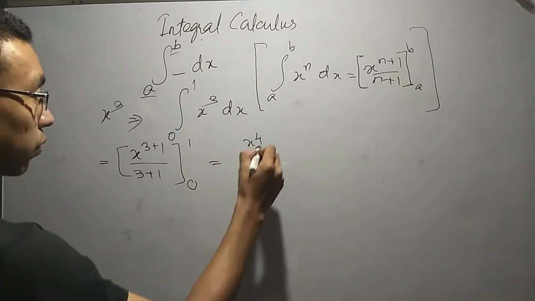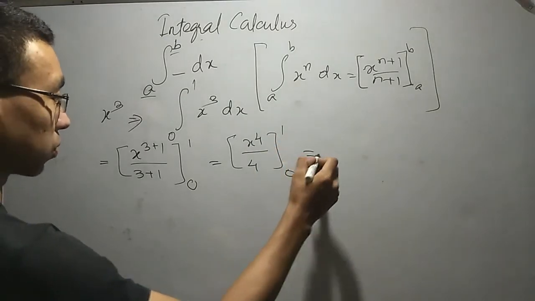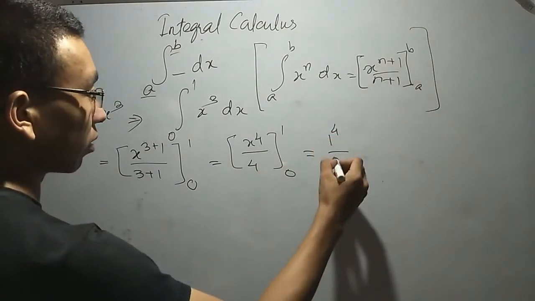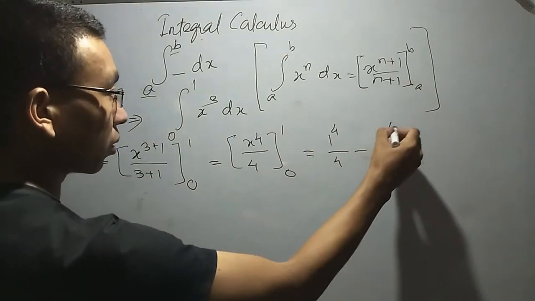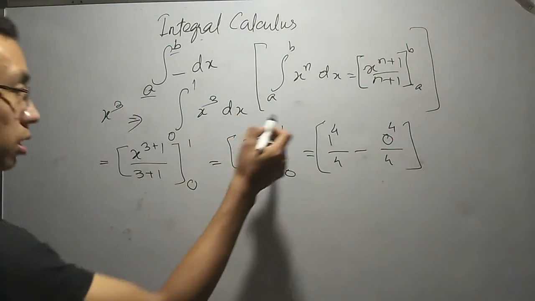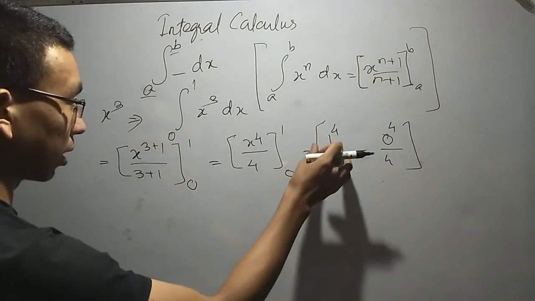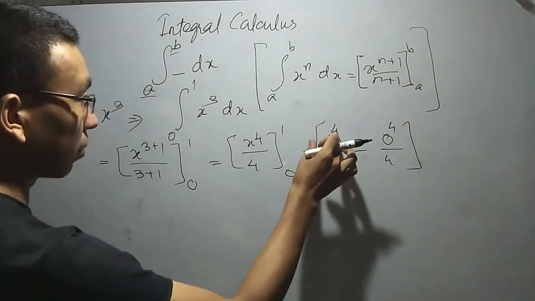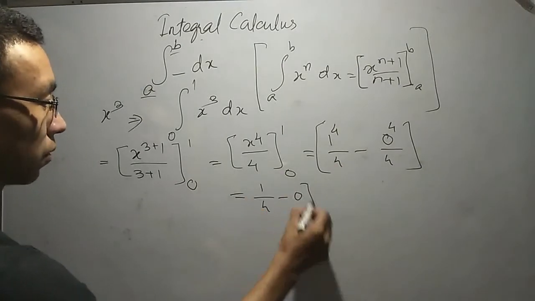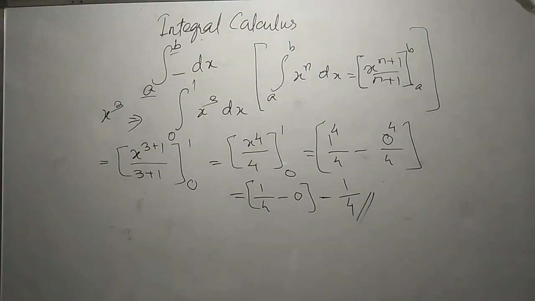So x to the power 4 divided by 4, from 0 to 1, is equal to upper limit minus lower limit: 1 to the power 4 divided by 4 minus 0 to the power 4 divided by 4. So we just have to substitute the variable by 1 and 0, with 1 first and 0 second, again upper limit minus lower limit. The final answer is 1 by 4 minus 0 equals 1 by 4. So that is how we solve.